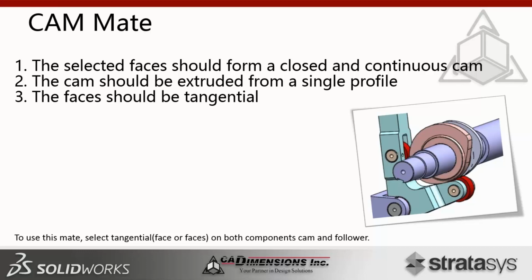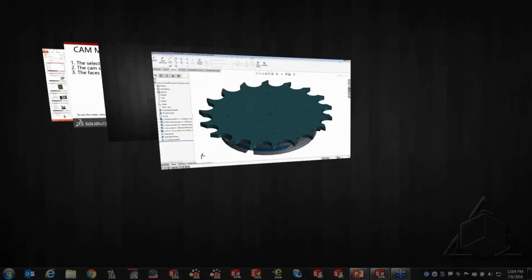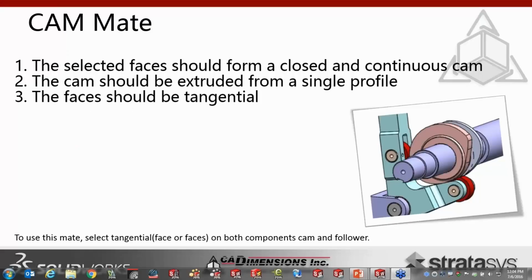On the bottom of all of these slides introducing each of these mates, I also have a little note going over what selections are possible. My assumption is that if you were to grab this video, you can look at this and see what your selections should be. So let's start with a couple of examples of a cam mate here.